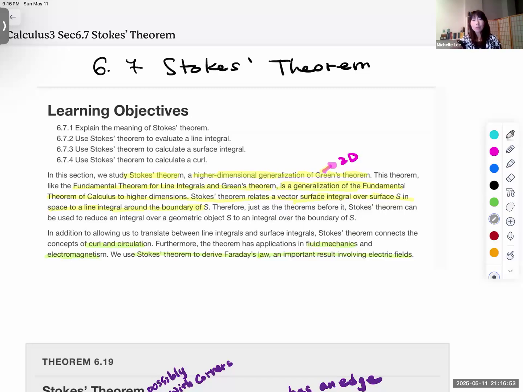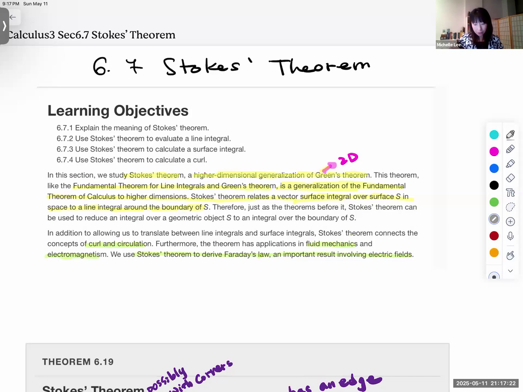Hello, everyone. We are going to learn 6.7 Stokes Theorem. So we learned Green's theorem previously, right? We use Green's theorem for 2 dimensions. So Stokes theorem is the higher-dimensional version of Green's theorem. All right. So what are we going to learn in Stokes theorem?